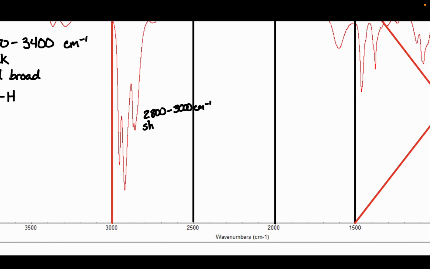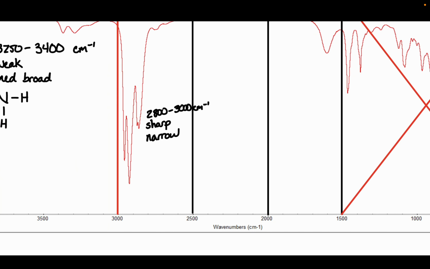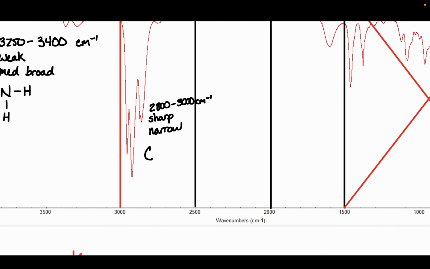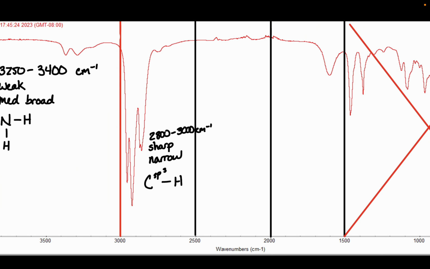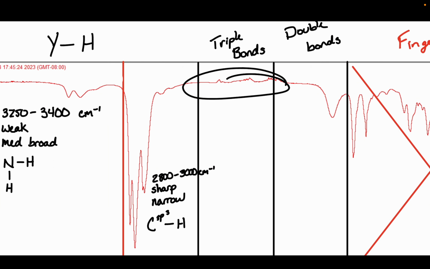These are nice and sharp. They're also quite narrow. There's a bunch of them stacked on top of each other, but they're quite narrow. And these correspond to sp3 hybridized carbon-hydrogens. Okay, I have nothing in my triple bond region.